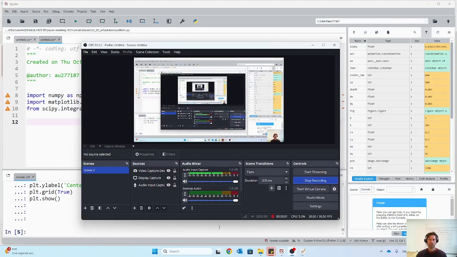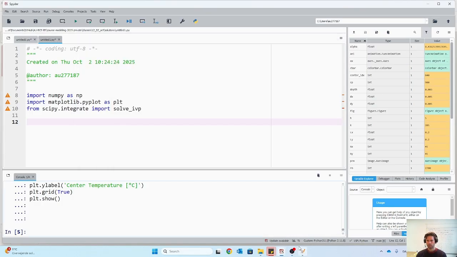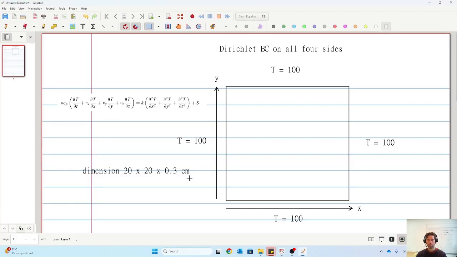In this video, I will explain how we can code a 2D model for heat conduction in a heat bed for a printer. So if we start by looking at the problem, we have a heat bed which has dimensions of 20 centimeters times 20 centimeters and a thickness of 0.3 centimeters.